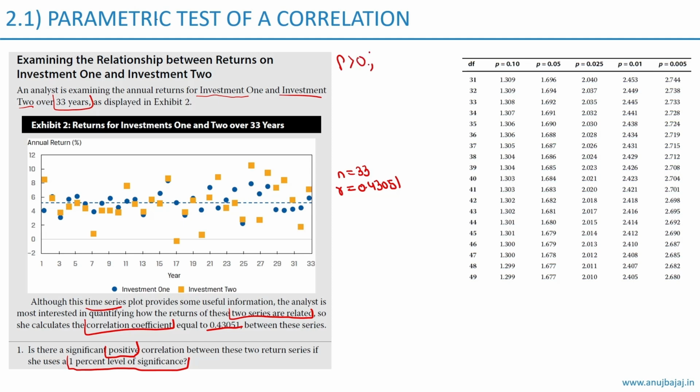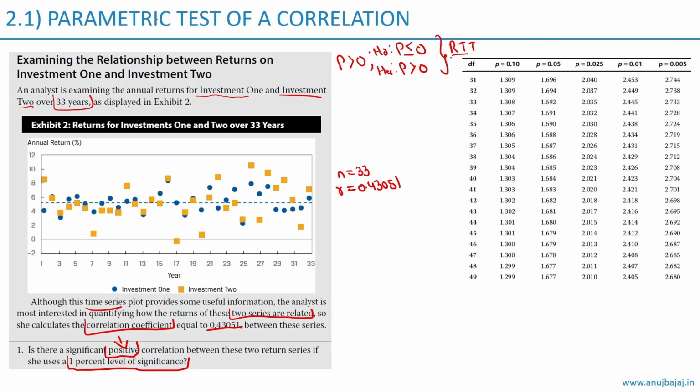So the alternative hypothesis is correlation greater than 0, and the null hypothesis will be correlation less than or equal to 0. So this is a right-tailed test. If instead of positive, it was negative, then this would have been a left-tailed test. And if the analyst had no belief as to whether it was positive or negative, if she only believed that the population correlation is significant, then that would have been a two-tailed test.